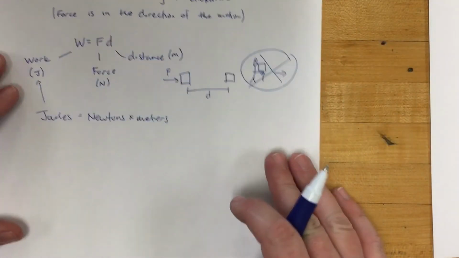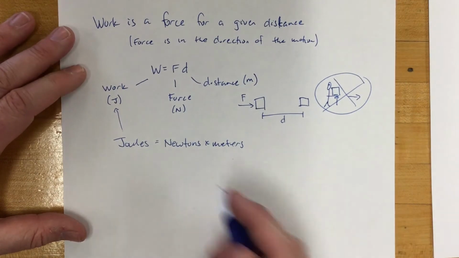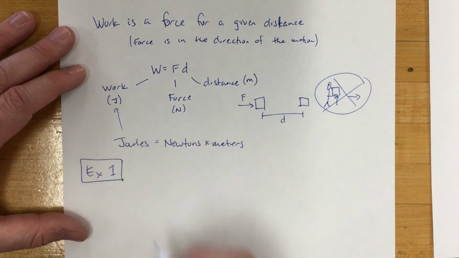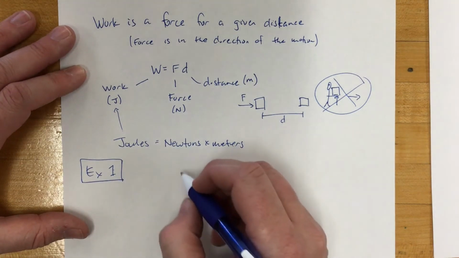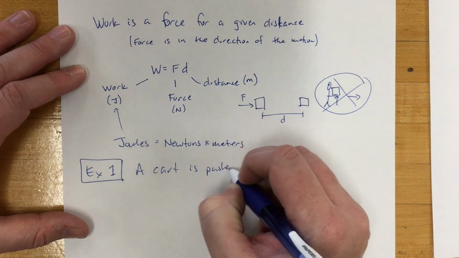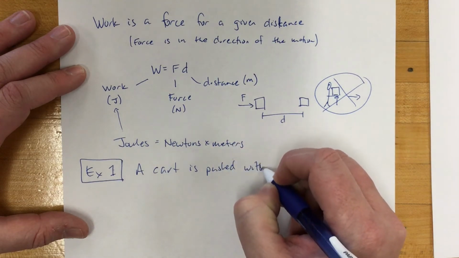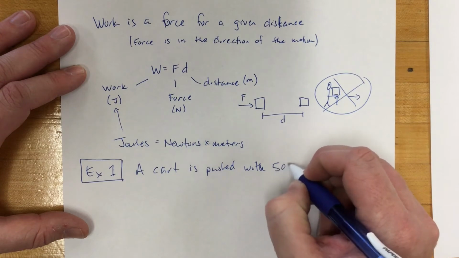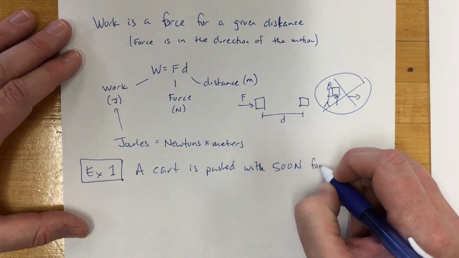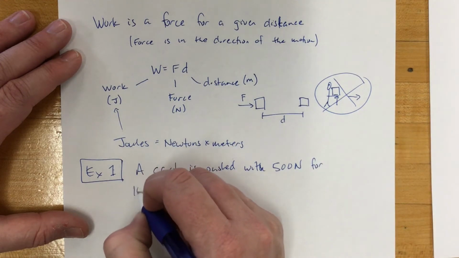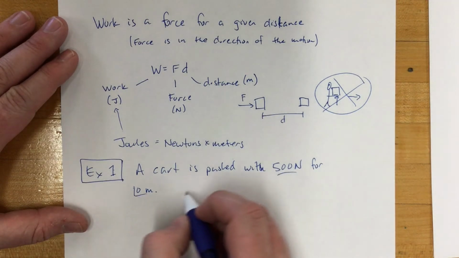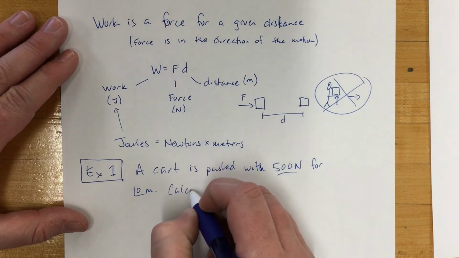So with these equations, you have a couple of different situations. Let's say, for example, one, you have some cart with 500 newtons, and it goes for 10 meters. The cart is pushed with 500 newtons for 10 meters. Calculate work.